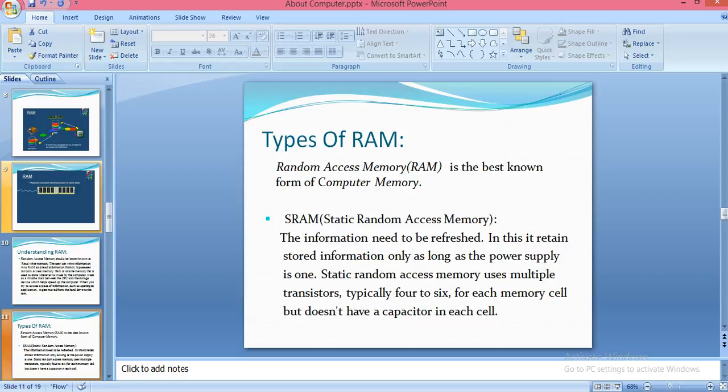Already we have known types of RAM. Two types of RAM here, I'm explaining. SRAM. SRAM means static random access memory. In static random access memory, it retains stored information only as long as the power supply is on. Static random access memory uses multiple transistors, typically 4 to 6, for each memory cell, but doesn't have a capacitor in each cell.